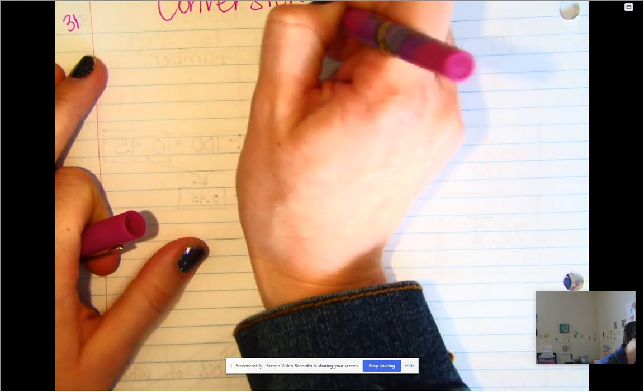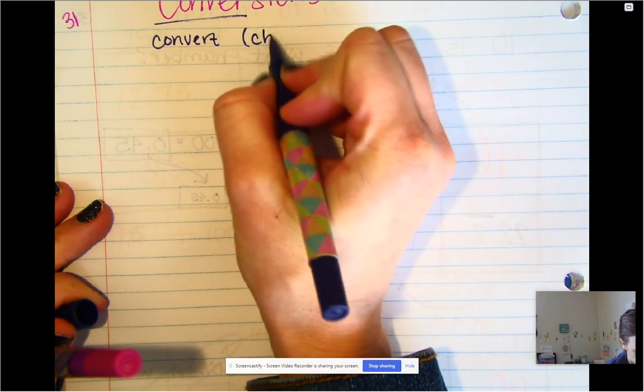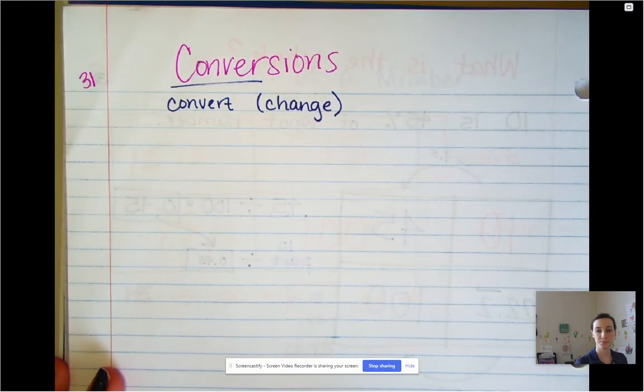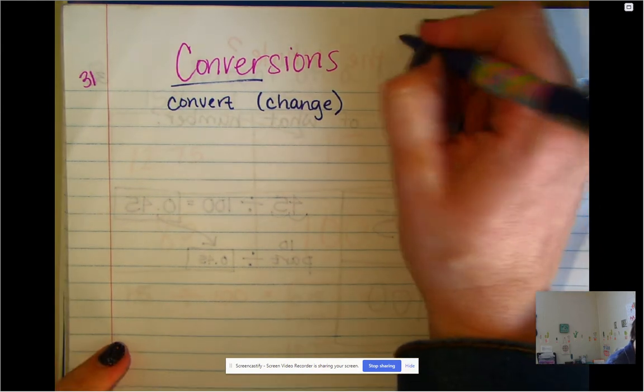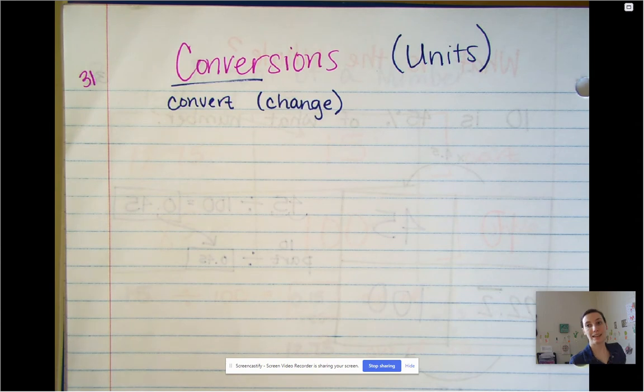Okay, so conversions, the root word of conversions is convert. And convert means to change. So in the case of conversions in math, we're usually talking about converting units. So it can be within the same system, just different sizes. So one of the ways that this happens is, well, let me back up.